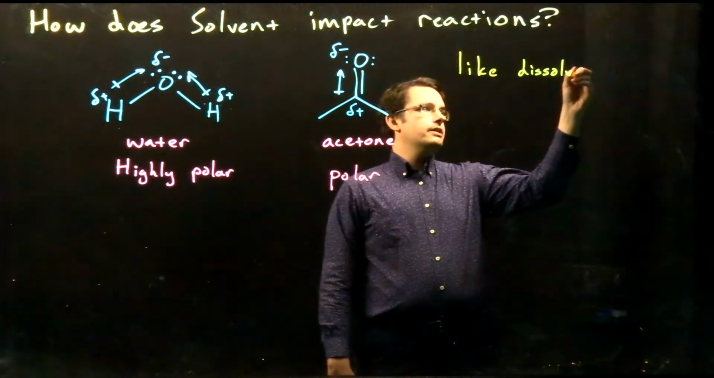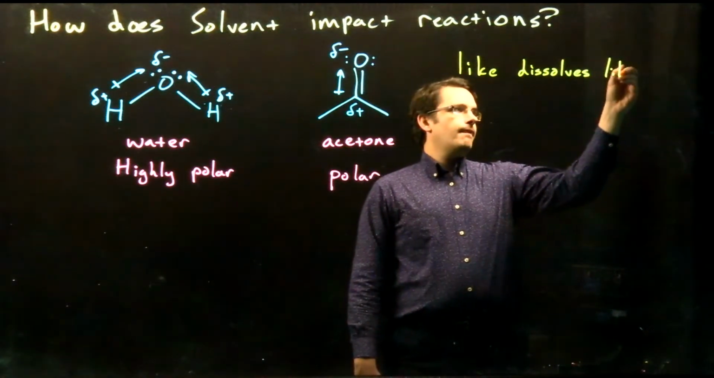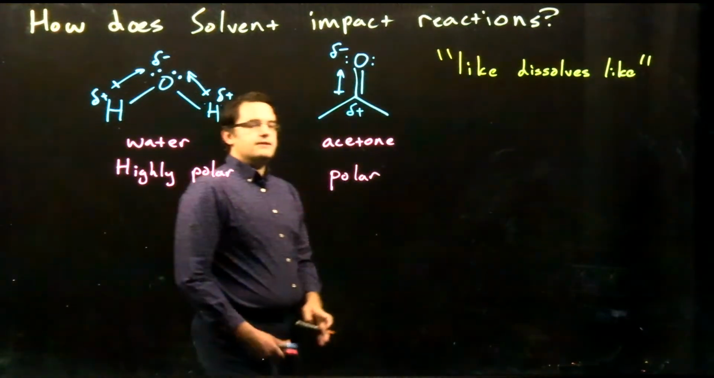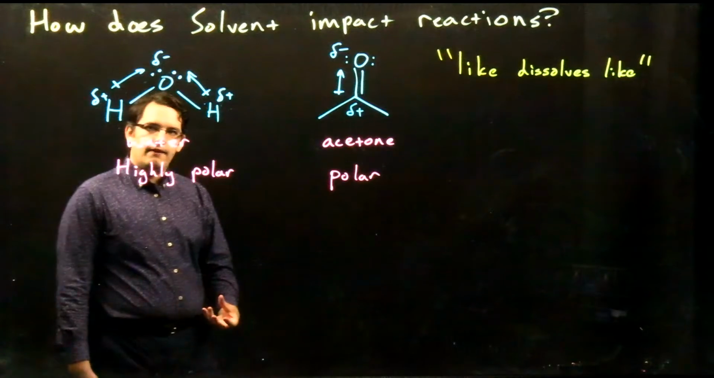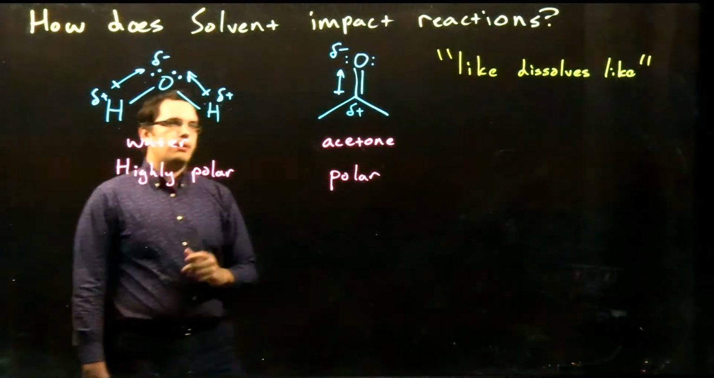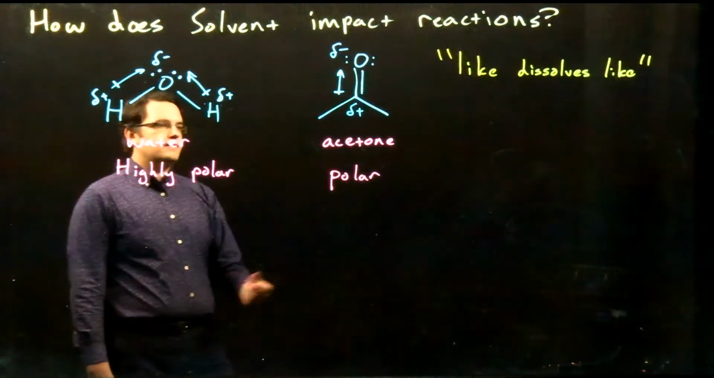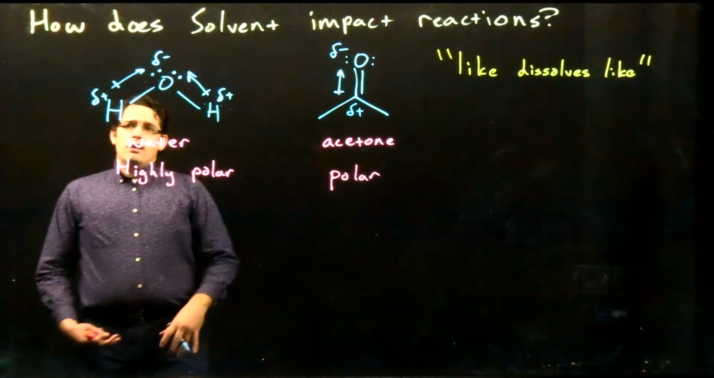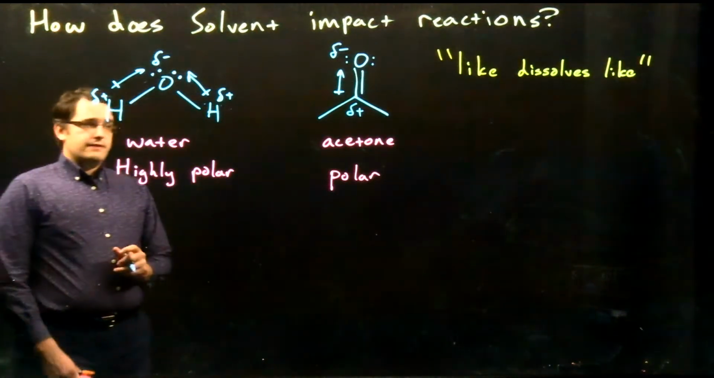that you would have learned in general chemistry. So something that's highly polar like water tends to dissolve other things that are highly polar. Something that has moderate polarity like acetone will dissolve other things that are moderately polar. So how does this affect reactions?